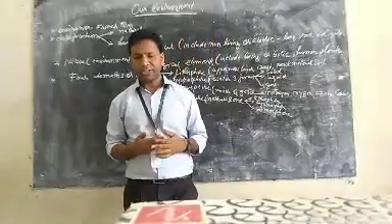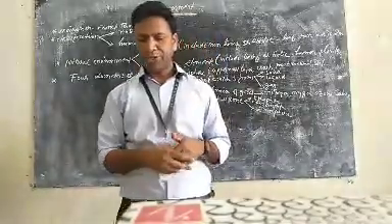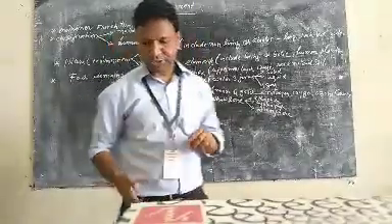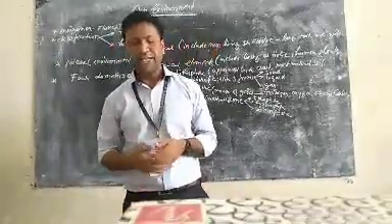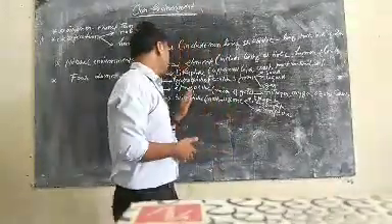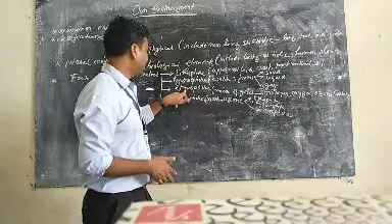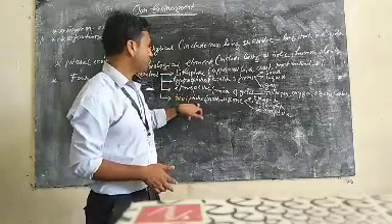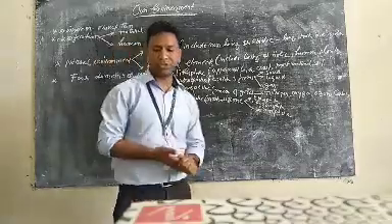Now see, the first point we will be discussing is the natural environment, which is related with our environment. Secondly, we have the lithosphere. Thirdly, we have the hydrosphere. Then we have the atmosphere. Then fourth, we have the biosphere. So these are the four details we will be discussing today.